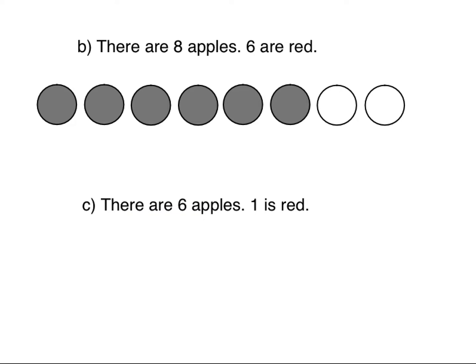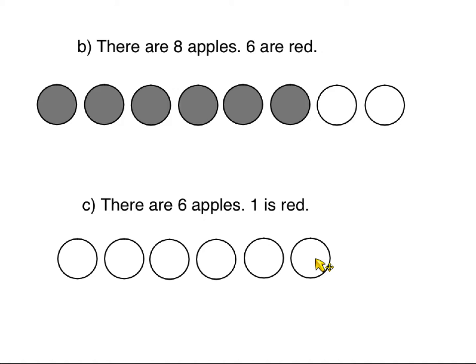All right, I'm going to draw some 6 apples. First, I have to drag them. 1, 2, 3, 4, 5, 6. I have 6 apples. 1 of them is red. Bing! How many of them are green? 1, 2, 3, 4, 5.